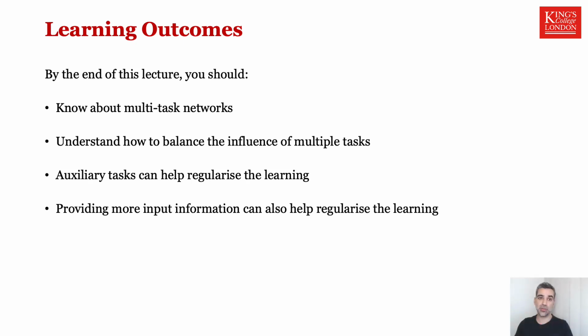So I hope you enjoyed this lecture, and I really do hope that by the end of it you now know what multitask networks are, you understand how to balance and influence the different types of tasks that you might have prescribed your network to do. You understand that auxiliary tasks can help regularize the learning process itself via things like cosine similarity, and that often providing more input information to your network can also help the regularization and achieve much better performance.